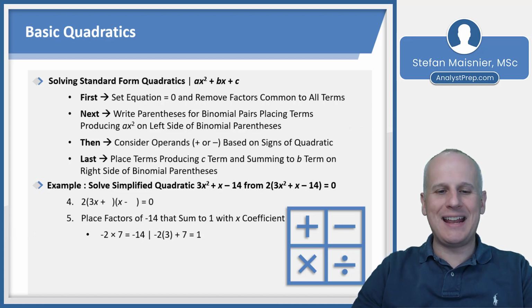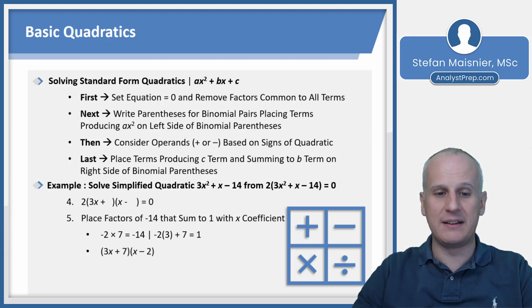So if we had negative 2 times 7, that would equal negative 14. And if we have negative 2 times 3, that's negative 6. And if we had positive 7 times 1, that gives us 7. And minus 6 plus 7 gives us exactly the 1x that we seek. So we know that our proper factoring is going to be 3x plus 7 and x minus 2.